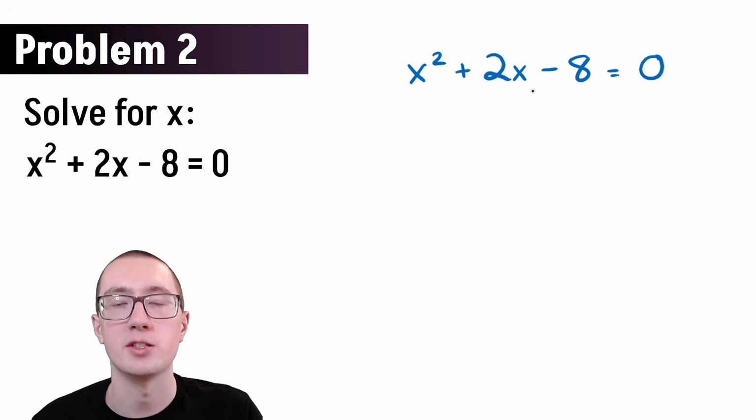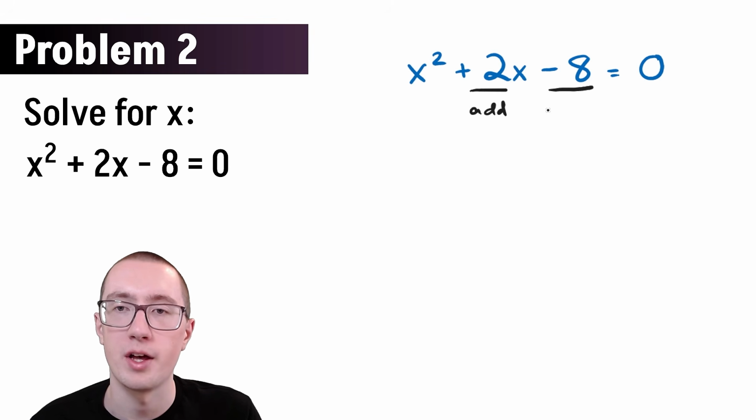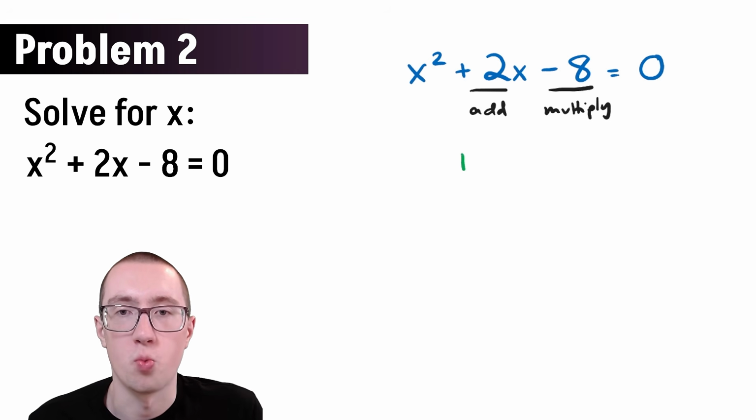The way that we do that is we need to find two numbers that add up to the number next to x and multiply to the number that's by itself. And remember that these signs are included as well. So we're adding to positive 2 and we're multiplying to negative 8. So let's go ahead and start listing numbers that multiply to 8. I'm going to ignore the negative sign for now and you'll see why. So first let's try the obvious one, which is just 1 and 8. 1 times 8 is 8.